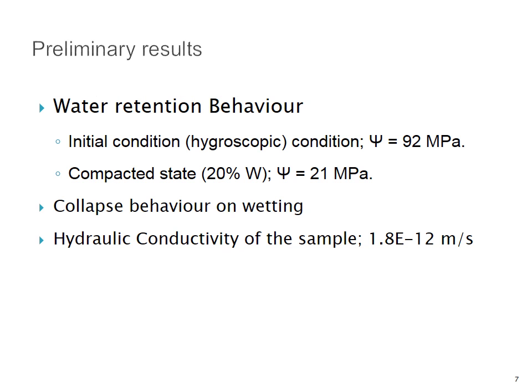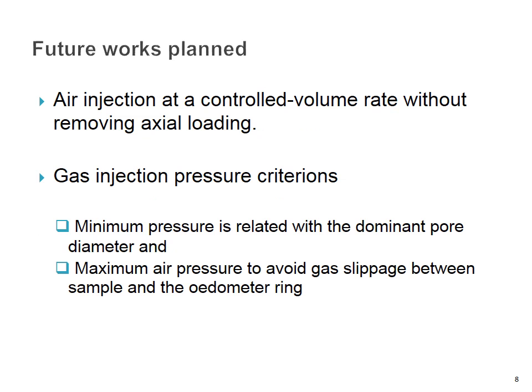The preliminary results of the experiment are described through this slide. The suction measured at initial condition and compacted state was found to be 92 megapascal and 21 megapascal respectively. It was also observed that the sample collapsed slightly while saturation. This might also result in slight increase in the density of the sample. The hydraulic conductivity of the sample was also measured by maintaining a hydraulic gradient at outlet and inlet. The permeability which was measured was found to be of the order of 10 to the power of minus 12 meters per second.